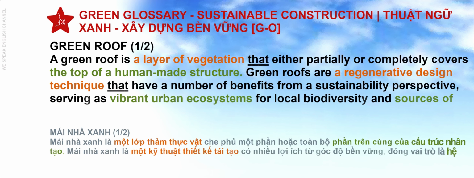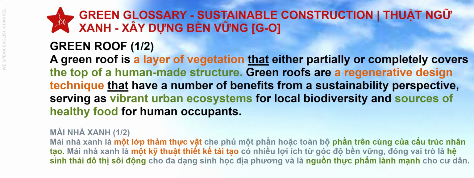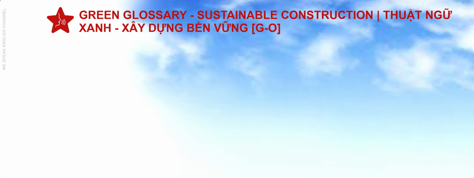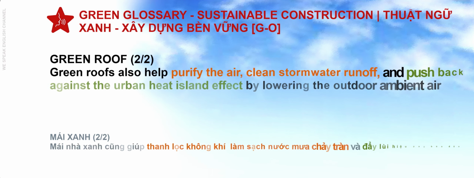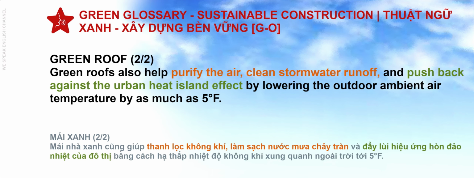Green roof. A green roof is a layer of vegetation that either partially or completely covers the top of a human-made structure. Green roofs are a regenerative design technique that have a number of benefits from a sustainability perspective, serving as vibrant urban ecosystems for local biodiversity and sources of healthy food for human occupants. Green roofs also help purify the air, clean stormwater runoff, and push back against the urban heat island effect by lowering the outdoor ambient air temperature by as much as 5 degrees Fahrenheit.